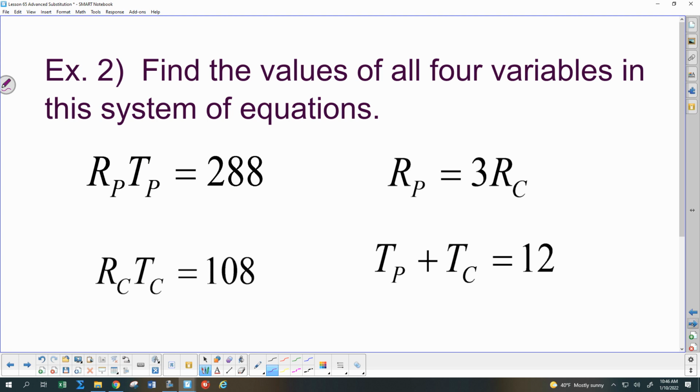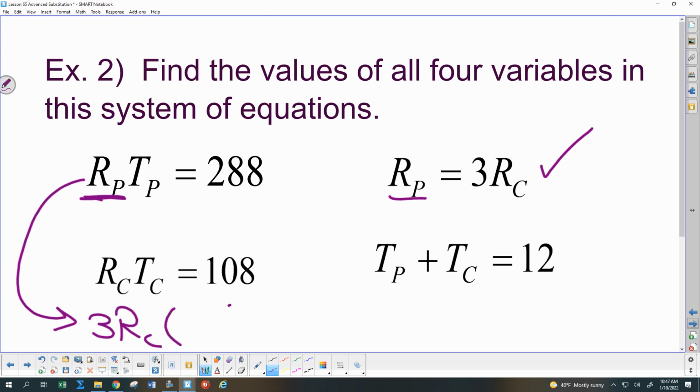And then we're going to start substituting things in from one equation into the other one. So I'm going to look for one where I have one variable by itself equals. And this looks to me like my easiest one to start with. Would you guys agree? Because I already have just one variable equals. So I'm going to find that RP over here, and I'm going to change that to 3RC that then needs to be multiplied by TP.